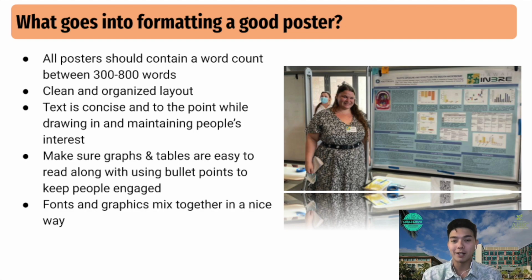What goes into formatting a good poster? Important information should be legible from at least 10 feet away, with the title being short and drawing interest. Your entire poster should have a word count of about 300 to 800 words, with the text clear and to the point, and using bullets, numbering, and headlines to make it easy to read. Effective use of graphics, colors, and fonts with consistent and clean layouts, also including acknowledgments with your name and institutional affiliation.